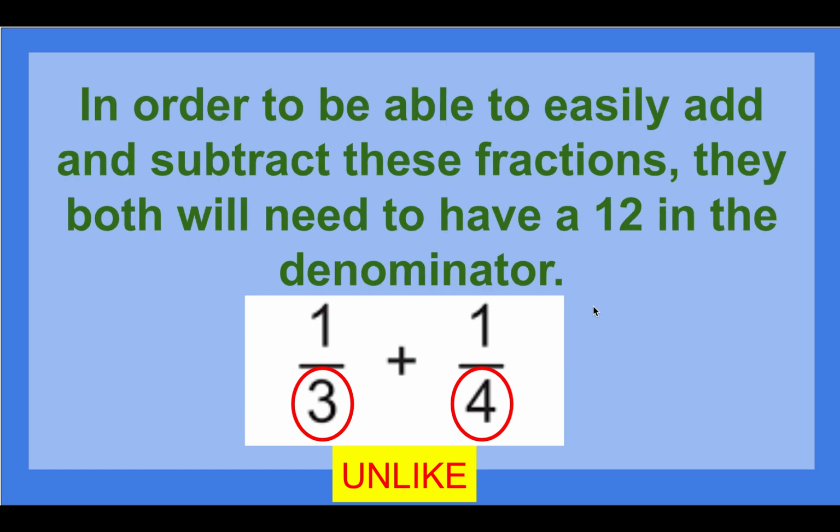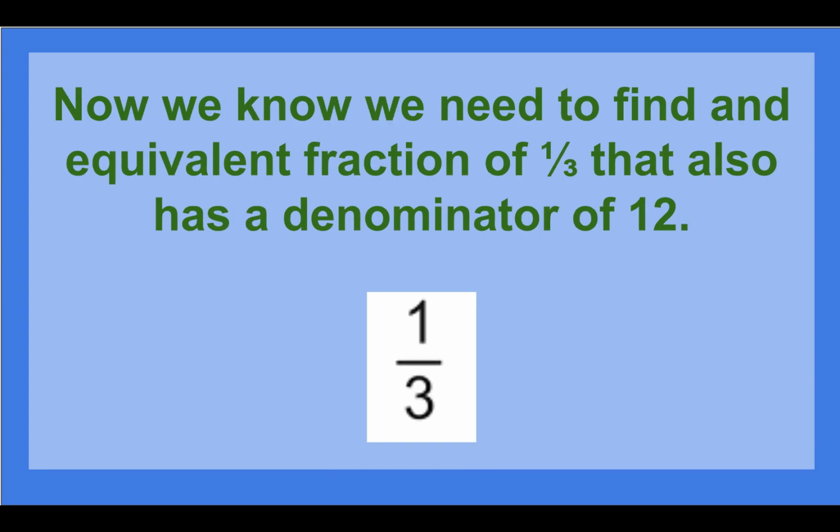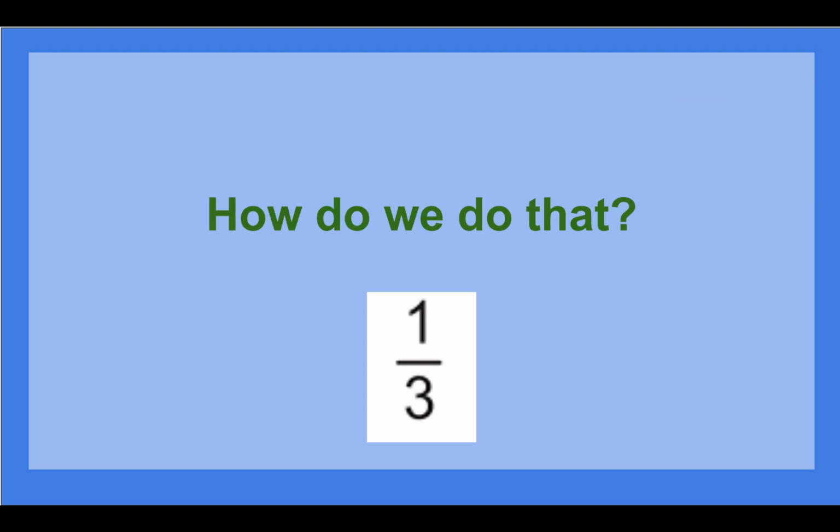So in order to be able to easily add and subtract these fractions, they both will need to have a 12 in the denominator because that is the smallest number that they can both go into, right? It's going to be the lowest common denominator that we can find between both 3 and 4. So now we know we need to find an equivalent fraction of 1/3 that also has a denominator of 12. How do we do that?